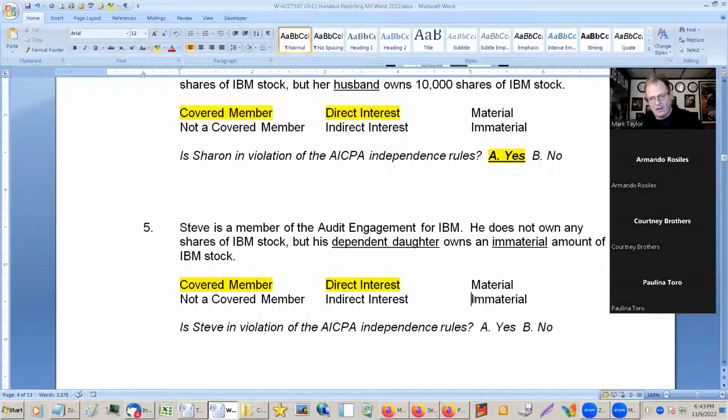Now they tell us it's immaterial. They really don't even have to tell us that. Is Steve in violation? Yep. Any family member is exactly the same as the member.